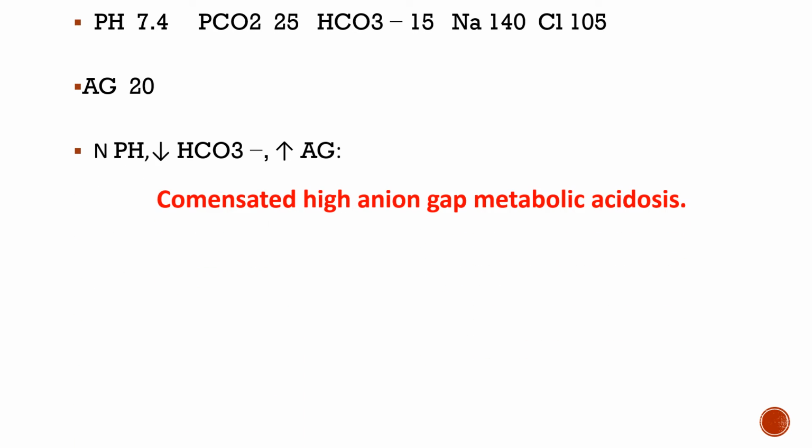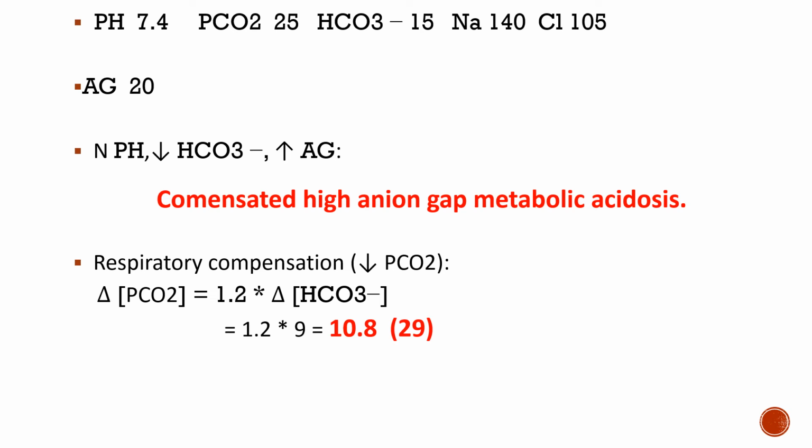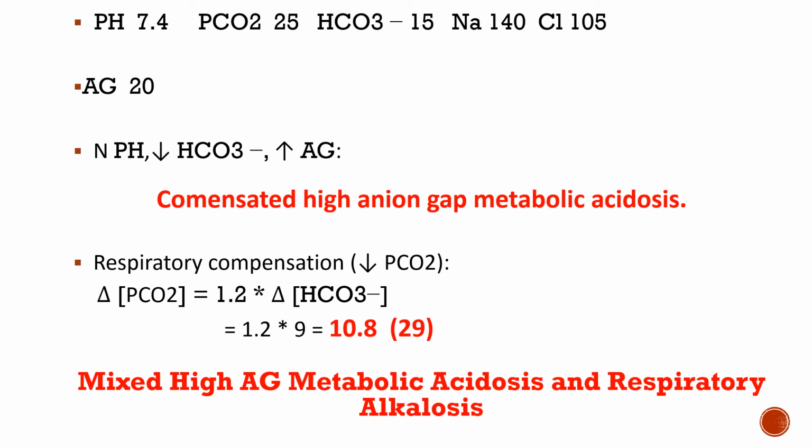So this is a compensated high anion gap metabolic acidosis. Let's calculate the respiratory compensation. Again, 1.2 by delta bicarbonate, the same. The expected CO2 is 29 and it is here 25. So there is extra CO2 wash, or hyperventilation. So this is a mixed high anion gap metabolic acidosis and respiratory alkalosis.